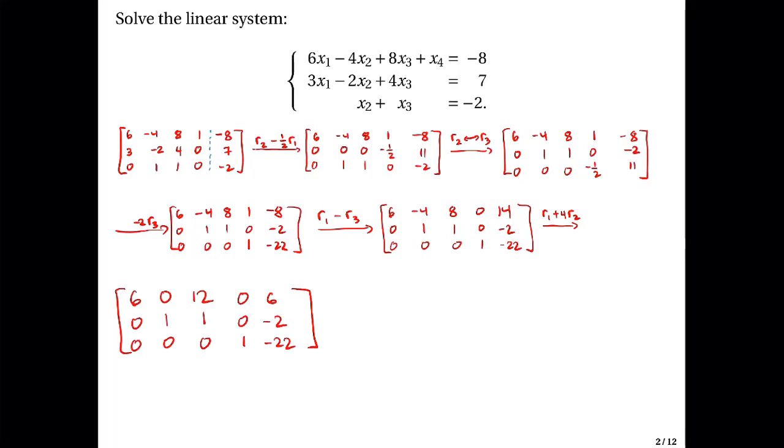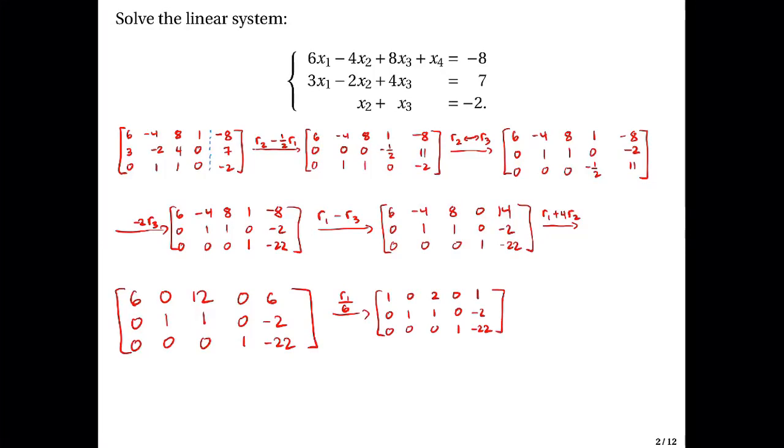And now there's one operation left, or there's one step to do, and that's to divide this guy here by 6 to introduce a leading one. So we just divide row 1 by 6. And we're lucky that everything here will be integer. So we will have 1, 0, 2, 0, 1, then 0, 1, 1, 0, negative 2, then 0, 0, 0, 1, negative 22.